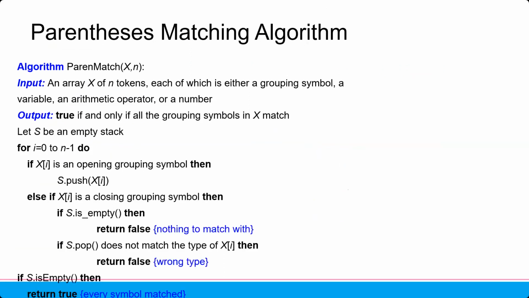This is the algorithm. We have X. We call X a token. It is an array. And then I'm going to have N. N is the number or the length of the elements of the array. And the output will be true if and only if all the grouping symbols in X match. If not matched, then it is false.